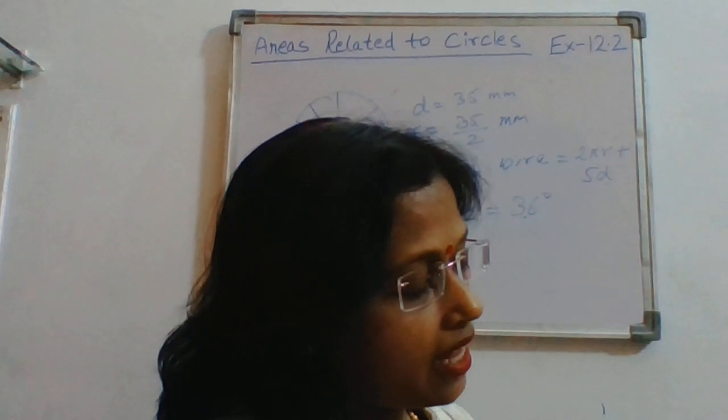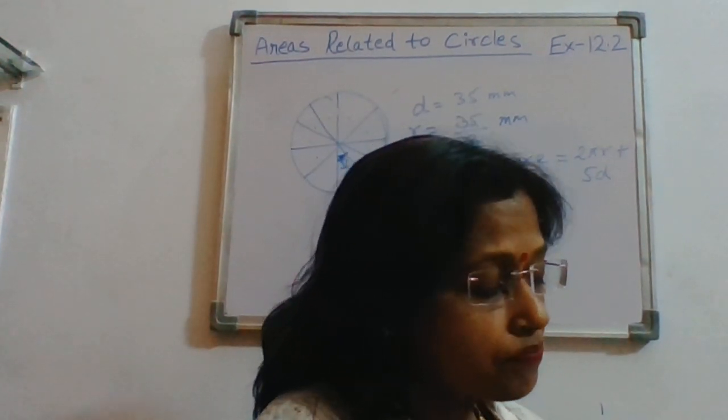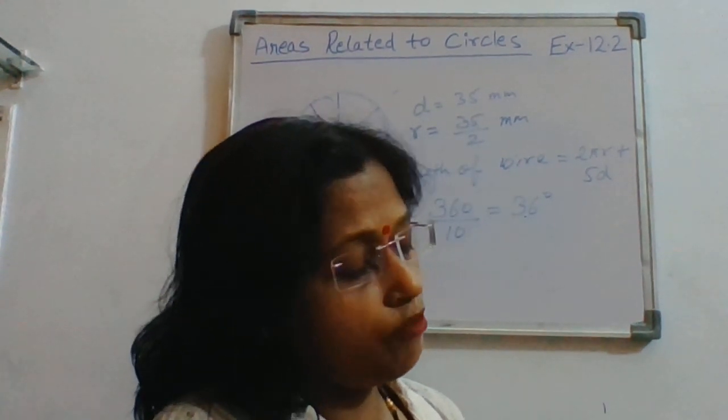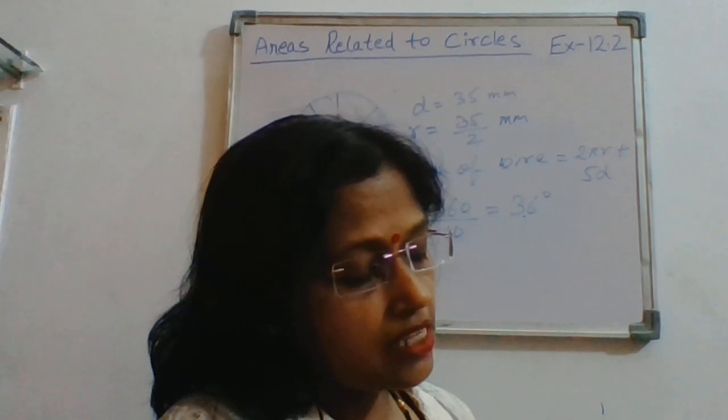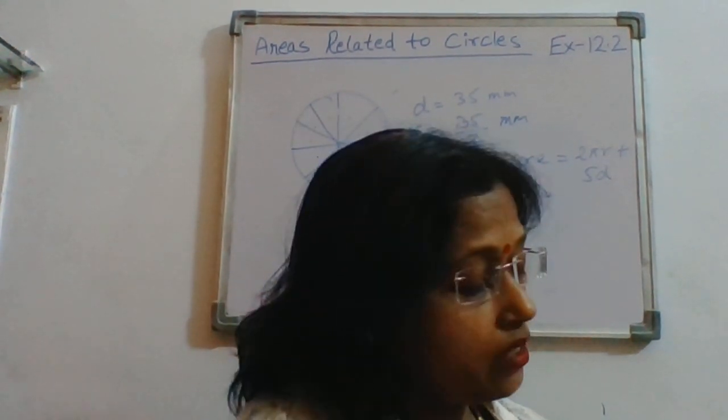Theta will be considered as how much? 360 divided by 8, and radius is given 45, right? So area of the sector will be theta upon 360 into pi r square. You all can do it.